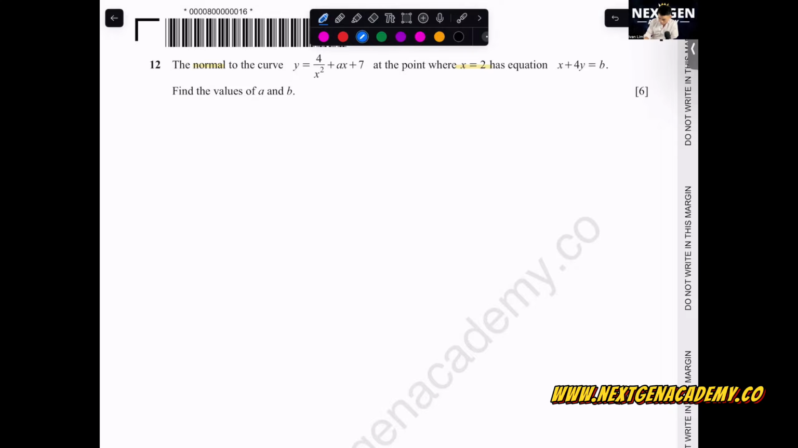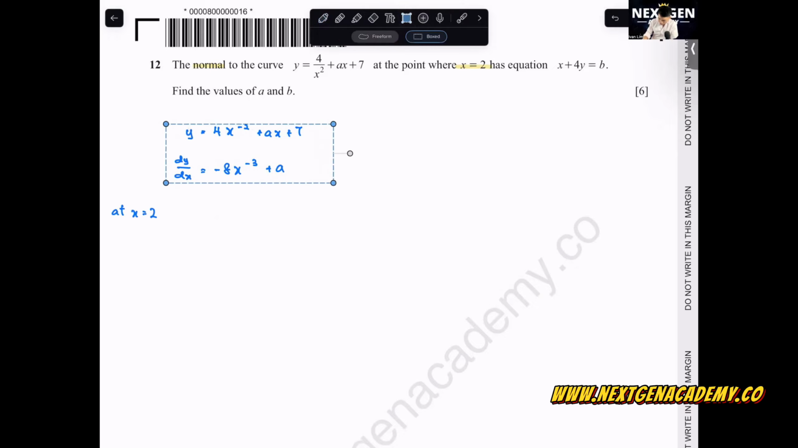We rewrite y as 4x to the power of negative 2 plus ax plus 7. dy over dx is negative 8x to the power of negative 3 plus a. We substitute x equals 2. This is the gradient of the tangent. We change it back: negative 8 over 2 cubed plus a. This will be negative 8 over 8 plus a, so we get negative 1 plus a.